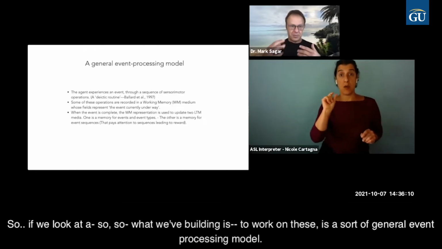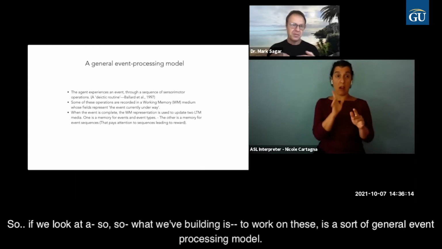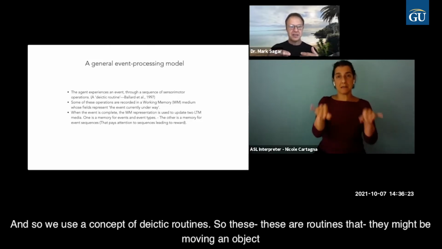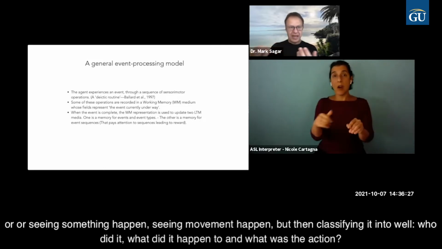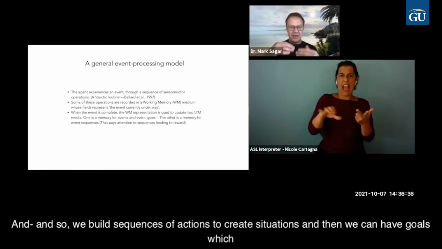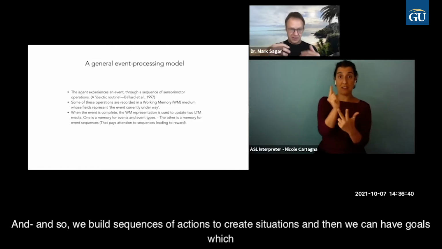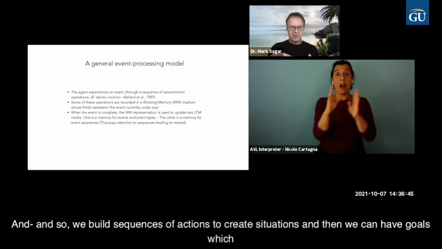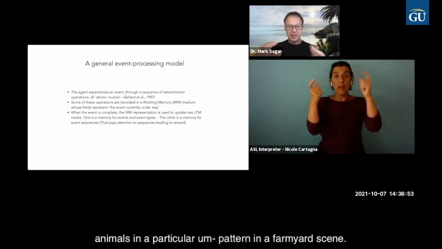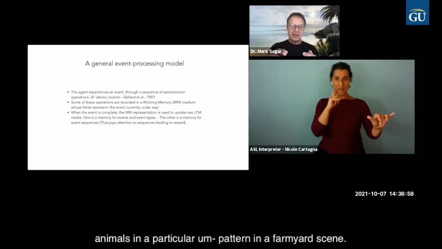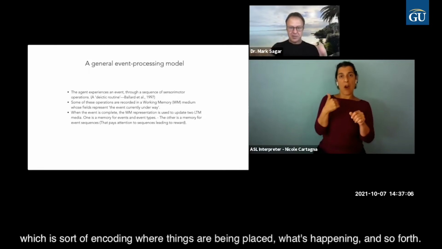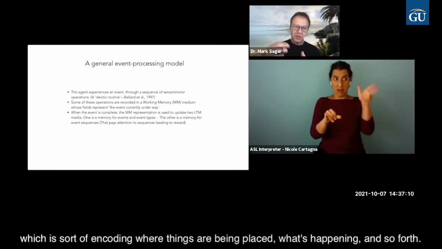What we've been building is a general event processing model. We use the concept of deictic routines. These are routines that might be moving an object, or seeing something happen, seeing a movement happen, but then classifying it into who did it, what it happened to, and what the action was. We build sequences of actions to create situations. And then we can have goals, which may be to build a stack of blocks, for example, or to put animals in a particular pattern in a farmyard scene. In order to do this, while the baby's watching the interaction, we have a working memory model, which is encoding where things are being placed, what's happening, and so forth.